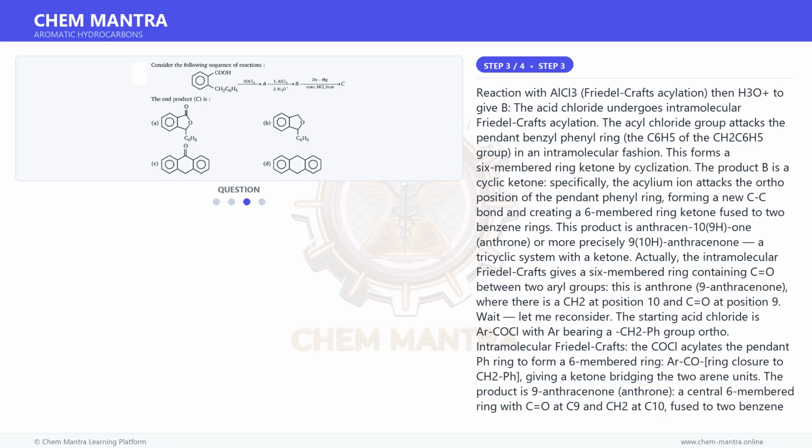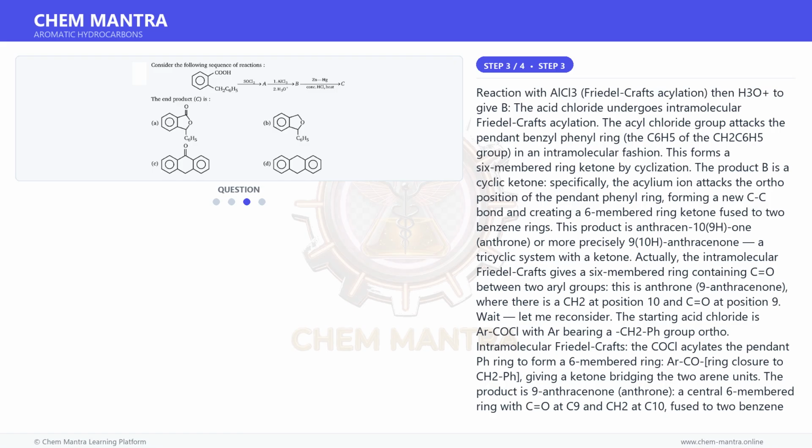Actually, the intramolecular Friedel-Crafts gives a 6-membered ring containing C=O between 2 aryl groups. This is anthrone, 9-anthracenone, where there is a CH2 at position 10 and C=O at position 9. Wait, let me reconsider.